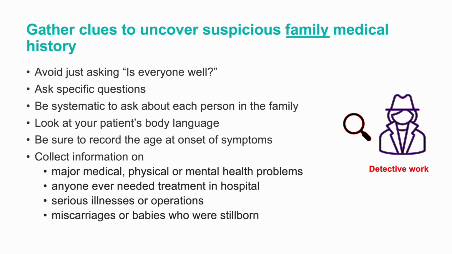When you're collecting information about family members, be sure to record the age of onset of symptoms. And if it's not known, it's okay, just try to collect that. And collect information on major medical, physical, or mental health problems, on anyone ever needed treatment in the hospital, on any serious illness or operation, and on miscarriages or babies who were stillborn. This can be difficult to ask about, but it is really important when thinking about genetic diseases.